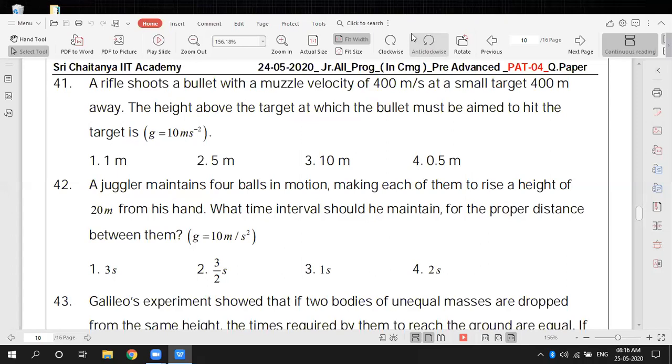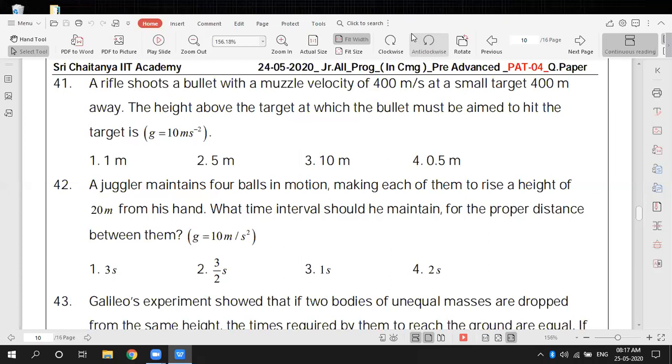The height above the target means at what height the rifle shoots to hit the target. Suppose if you keep the gun here and fire the bullet horizontally, will it reach the target? No. That's why, if you fire the gun at a height h, then there is a possibility to hit the target. The muzzle velocity given means the velocity with which the bullet is fired from the gun is equal to 400 meter per second. And at the instant the rifle shoots the bullet, the distance of the target from the rifle is 400 meter along horizontal. That means this distance is given as 400 meter.